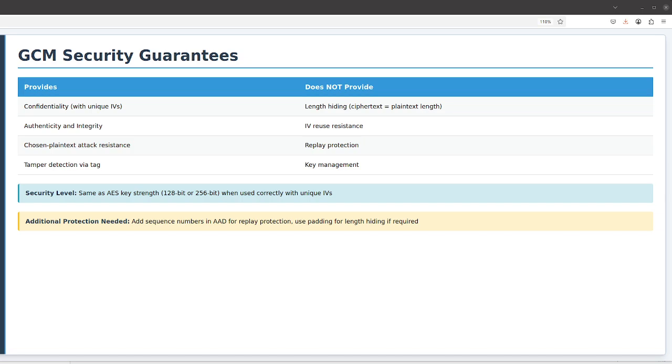GCM assumes the key is secret. If an attacker learns the key, all security is lost. This seems obvious, but it means key management is critical. Keys must be generated securely, stored securely, transmitted securely, and rotated periodically. GCM's cryptographic strength doesn't help if key management is weak.